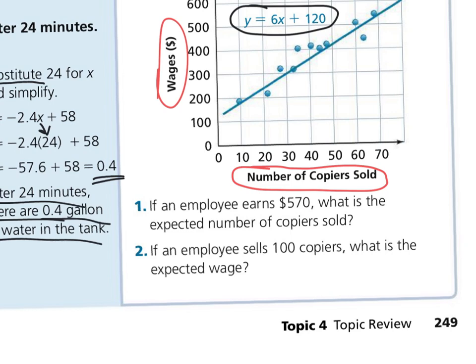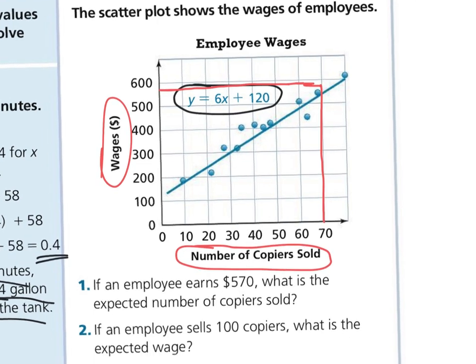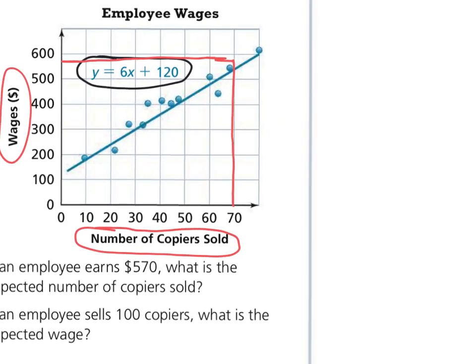One way of doing that, we could try to look at the graph and look at for 570, that'd be up close to 600. And you could say that would be maybe about 70 copiers sold based off of that. If they give us an equation, though, it's going to be more accurate for us to use the equation to try to figure this out.